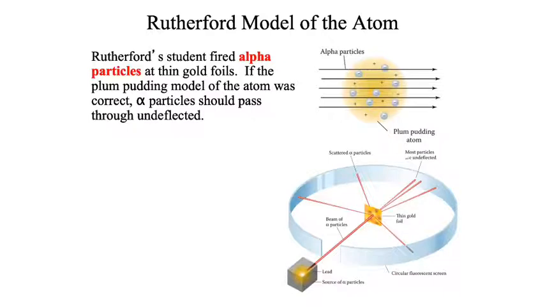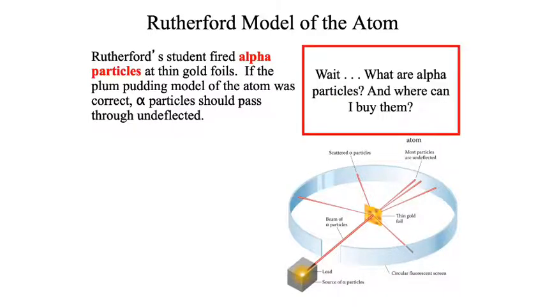Before we dig into that nucleus a little bit, the question that I would ask is, what is an alpha particle? And how do I get that? It's a positively charged particle with a high mass. Coming from where? They were playing with radiation.